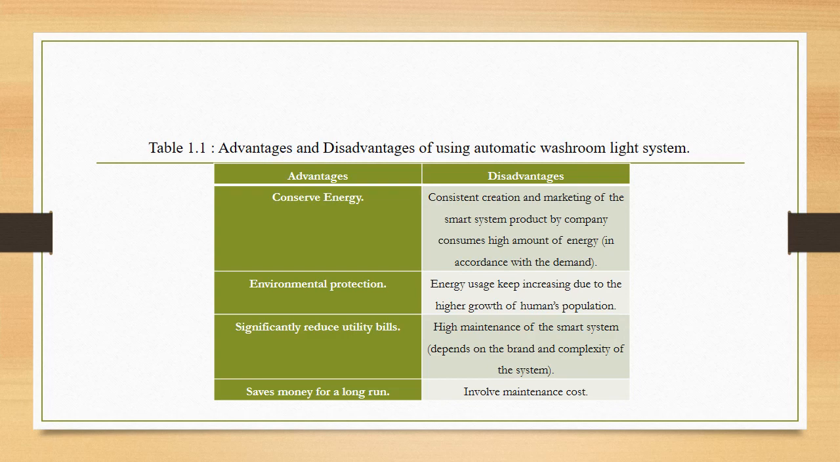Looking back at the advantages and disadvantages of using an automatic washroom light system, there are several advantages: conserve energy, environmental protection, significantly reduce utility bills, and save money in the long run. On the disadvantage side, consistent creation and marketing of the smart system product by a company consumes a high amount of energy in accordance with the demand. Secondly, energy usage keeps increasing due to the high growth of the human population.